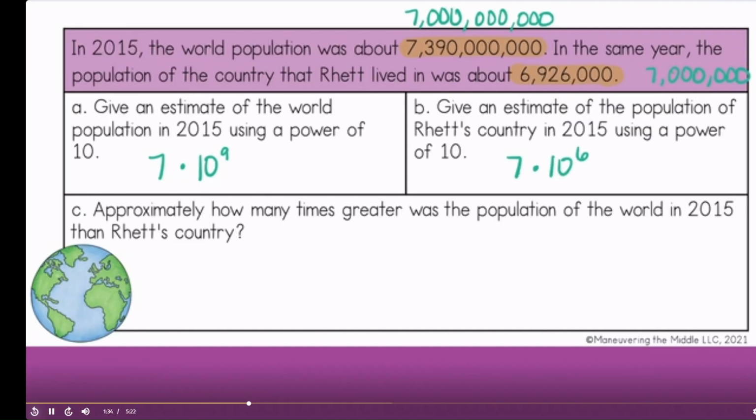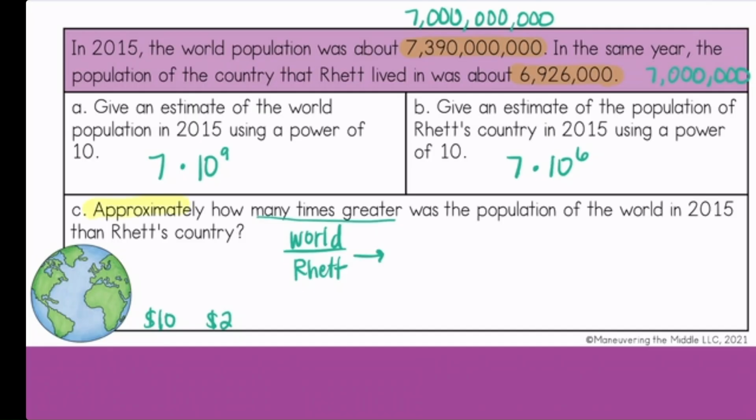We're going to use both of those in part C, because it says approximately how many times greater was the population of the world in 2015 than Rhett's country. Okay, are we multiplying or are we dividing? How many times greater? Remember that example of having $10 in your pocket and your friend has $2. You have 5 times the amount that he has because you divided. So we're going to divide the population of the world by the population of the country that Rhett lives in. So we're estimating here. We're not giving the exact value. It says approximately. So I'm going to fill that in with the expressions that we just wrote in scientific notation.